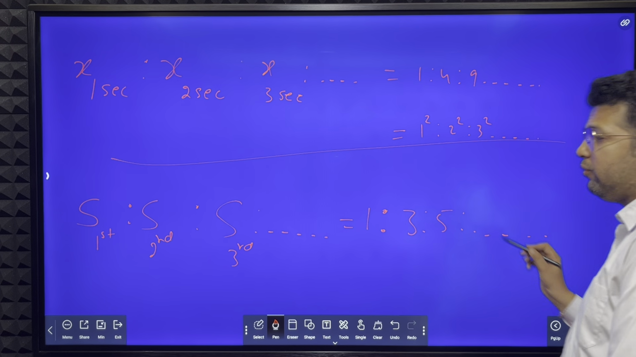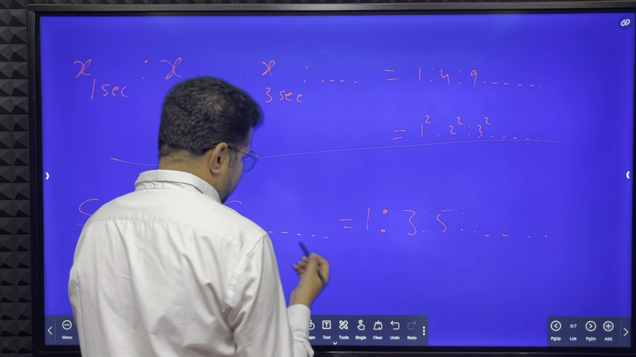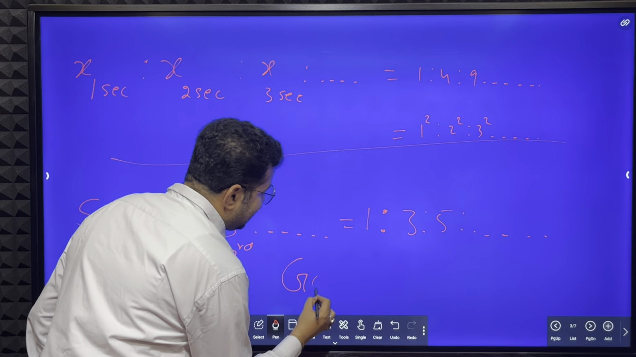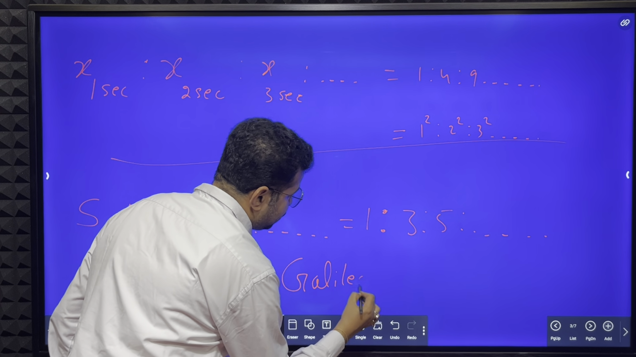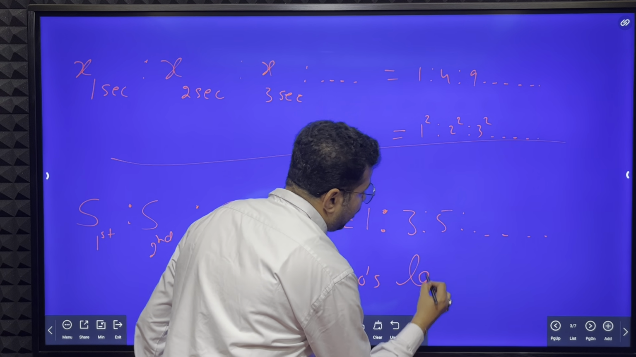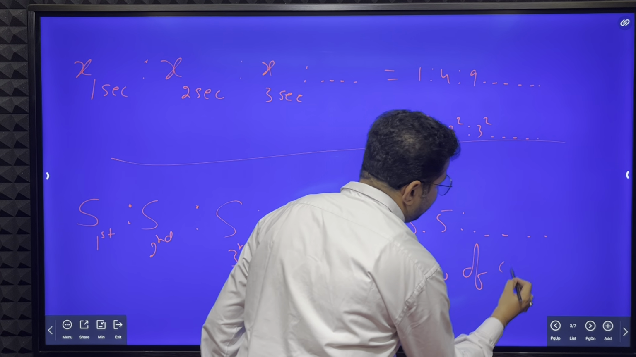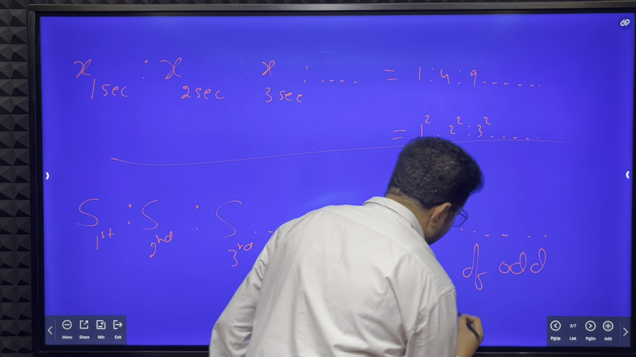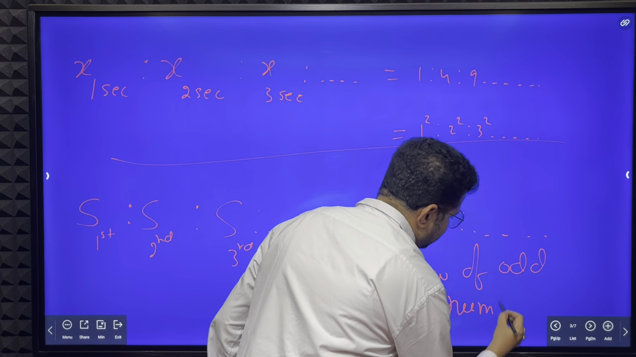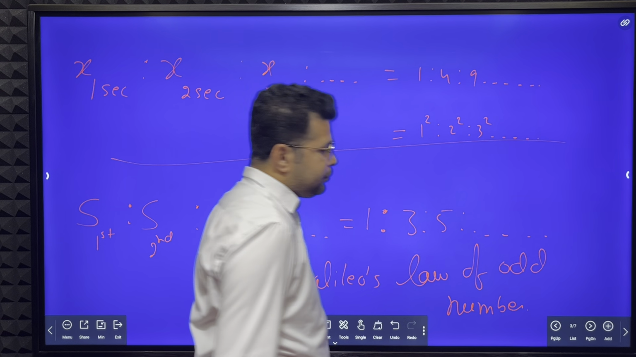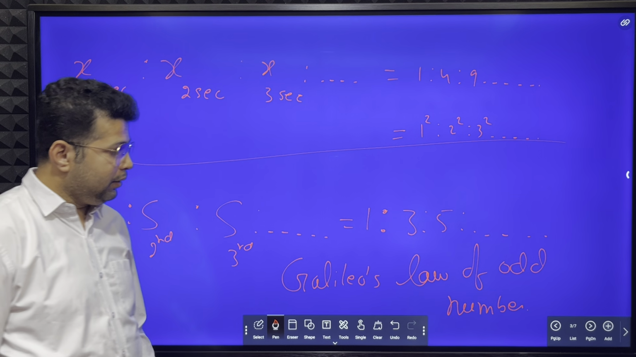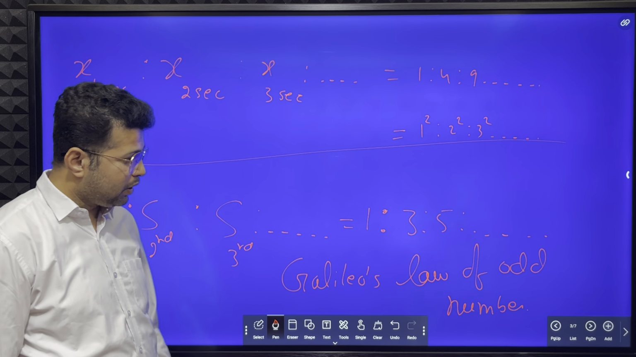So we know that this point is known as Galileo's law of odd numbers. Galileo's law of odd numbers. This is also very important. If you know this particular point, sometimes some of the problems can be solved without any help. Hope you can understand this.